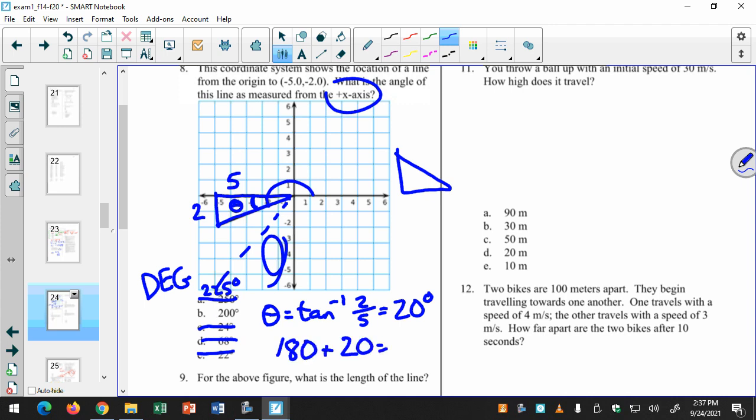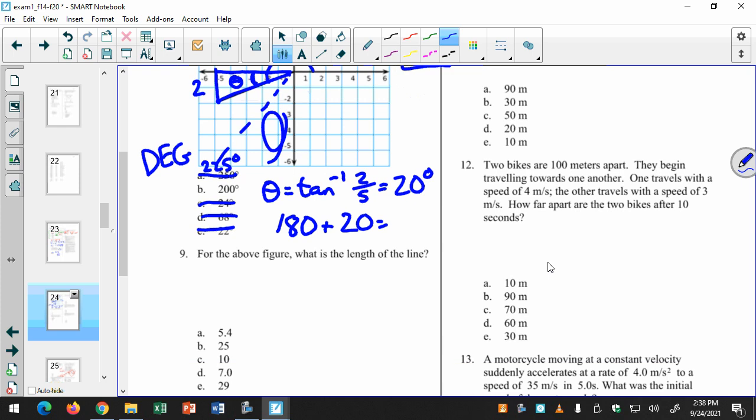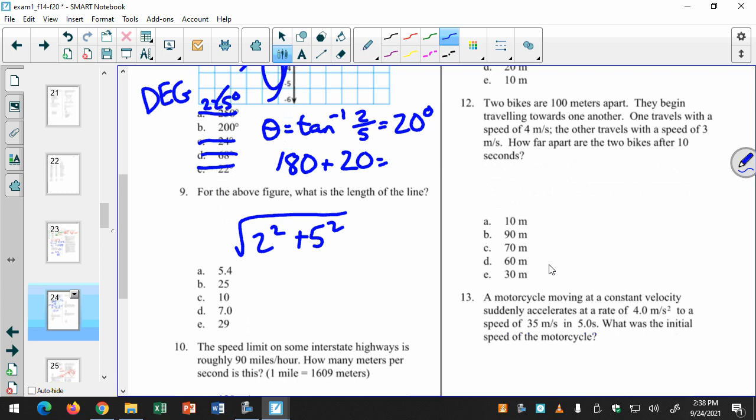Actually, 22 might have been that. Inverse tan of 0.4. Okay, yeah, so that was the 22. Be careful with that. That'll become more important next time, in the next chapter. And to find the length of the line, you would do the square root of 2 squared plus 5 squared. The square root of 29, it's between 5 and 6, right? Because 5 squared is 25, 6 squared is 36, so it has to be 5.4.